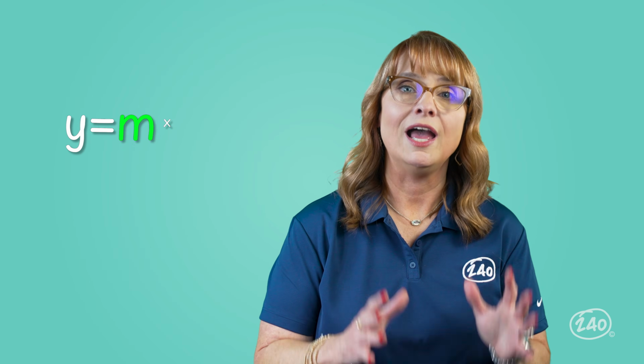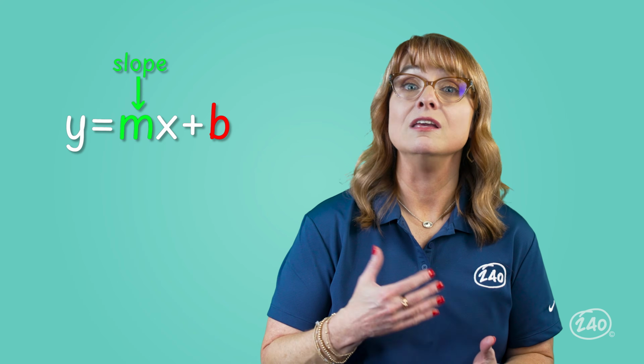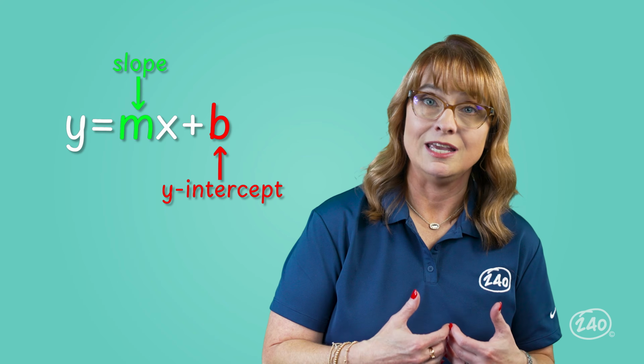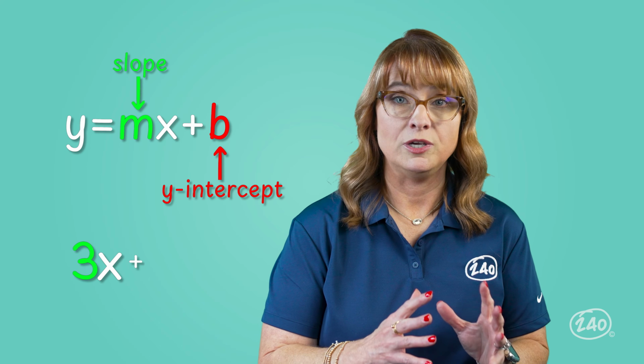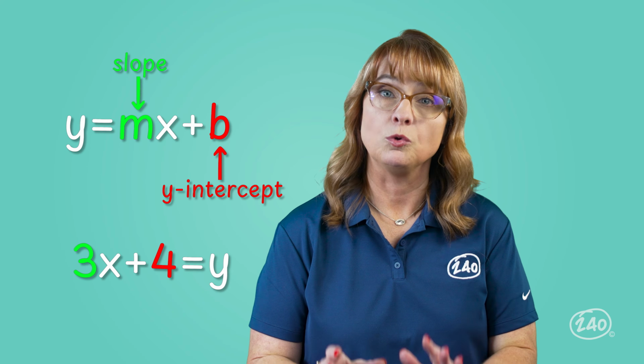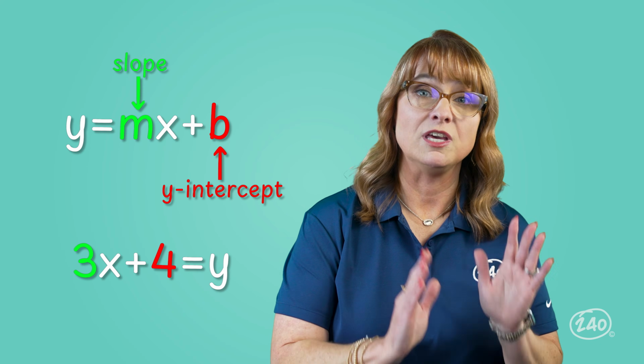For this one, you need to really know one specific equation. Y equals mx plus b. In this equation, m is equal to the slope of the line on a graph, and b is the y-intercept, hence the name slope-intercept form. So if you see the equation 3x plus 4 equals y, the slope is 3 and the y-intercept is 4.